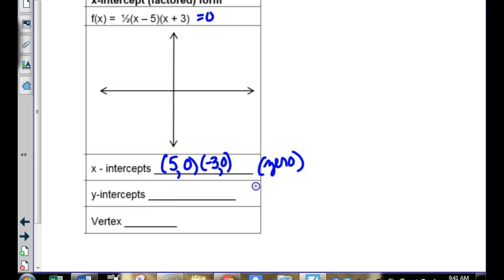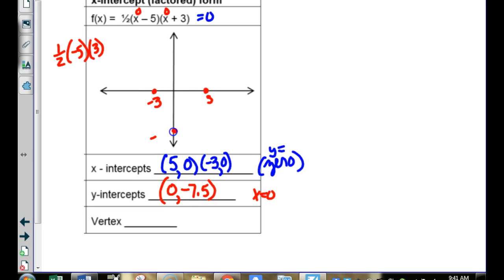The y-intercept is when x equals 0, right? So if I put a 0 in here and a 0 in here, I will have 1/2 times -5 times 3, which is what, -7.5? Is that close enough? So I have 5, -3, -7.5. How do I find the vertex?